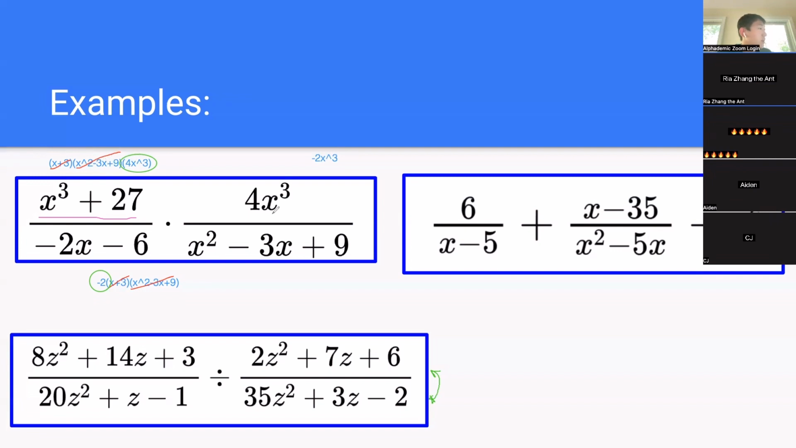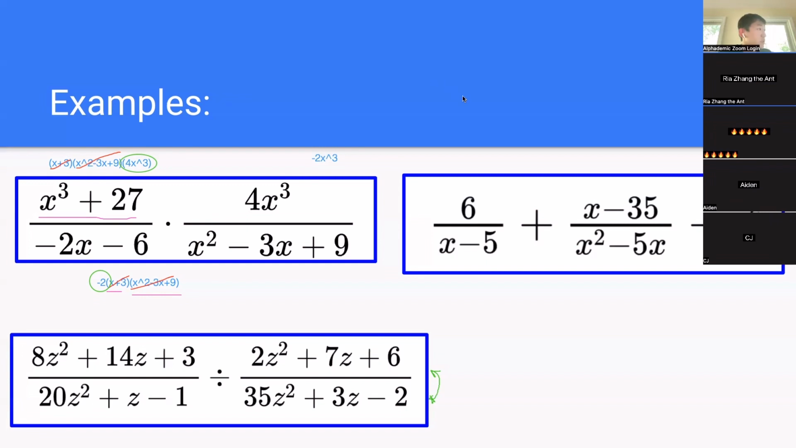And then you have the 4x to the third. And then down below, you can take out the -2, and then you get x plus 3, and then you just have this very nice expression, x squared minus 3x plus 9. So then afterwards, you can very easily cancel out the top and bottom. 4x cubed divided by -2x is -2x to the third. So you can very easily simplify these by finding what similarities the top and bottom have.